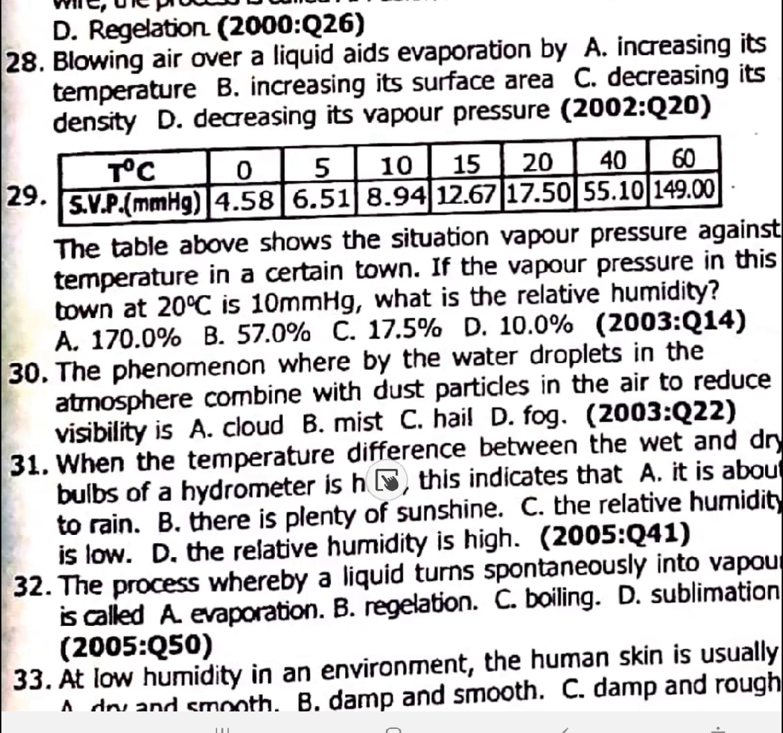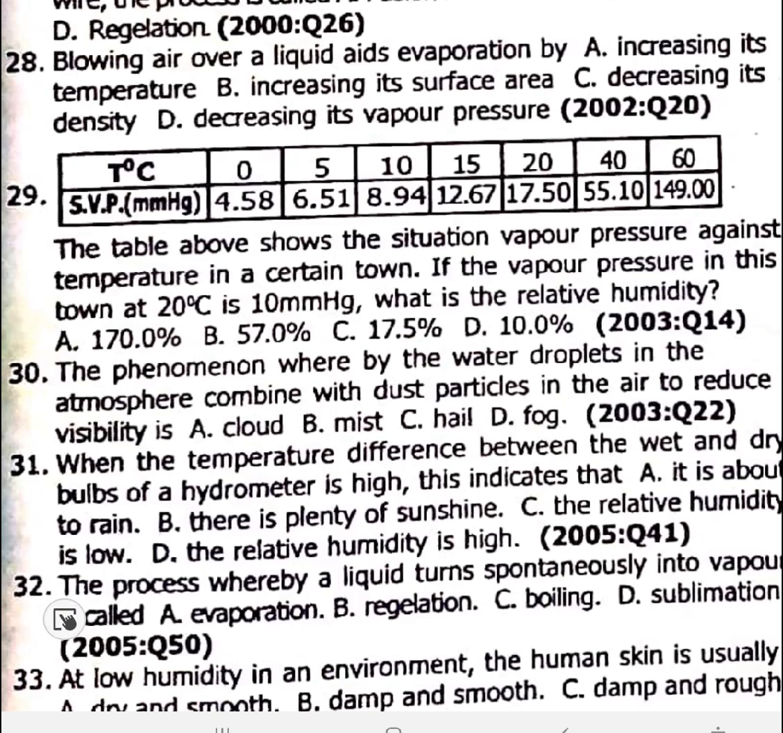31. When the temperature difference between the wet and dry bulb hygrometer is high, this indicates that the relative humidity is low. 31 is C. We've talked about this. Whenever the difference between the wet and dry bulb hygrometer is high, the relative humidity is low. But if the temperature difference is low, the relative humidity is what? High.